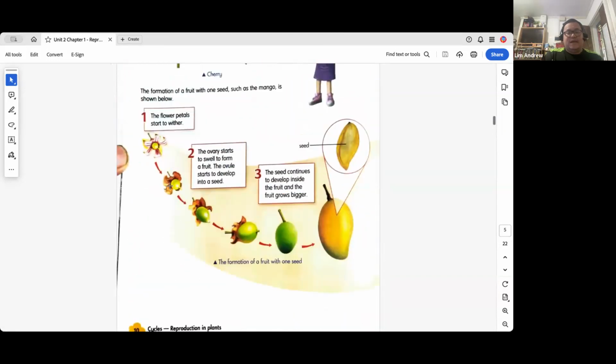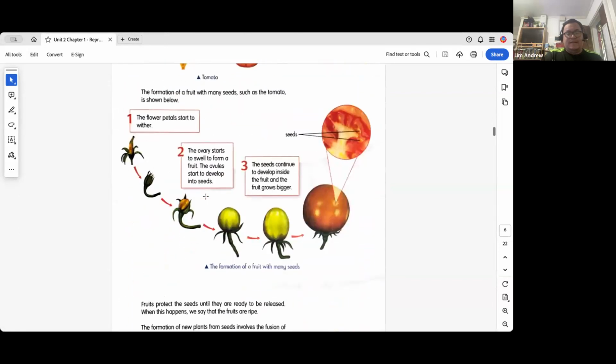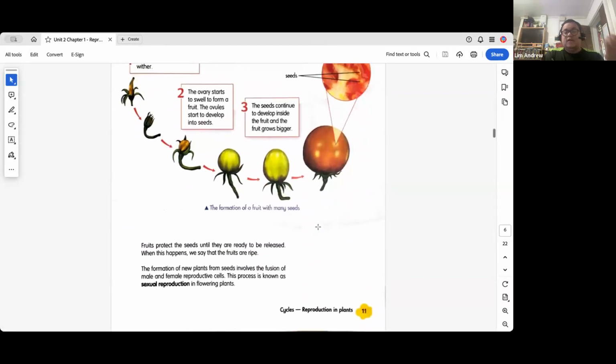So you can see this picture here. We have this single-seed plant diagram and the plants with multiple seeds like the tomatoes, but all form the same thing, whereby all the flower petals will drop down and the ovary will swell and form into fruit and become a tomato. The fruit has this purpose called protection. It will basically be there to protect the seeds until they are ready to be released.